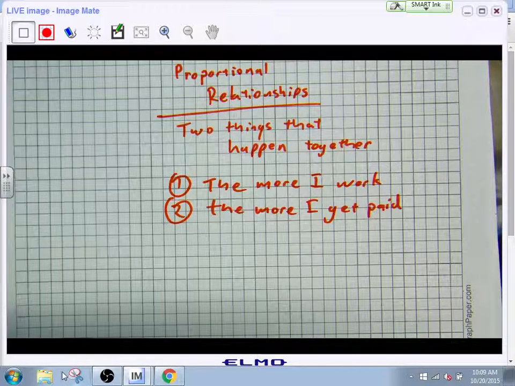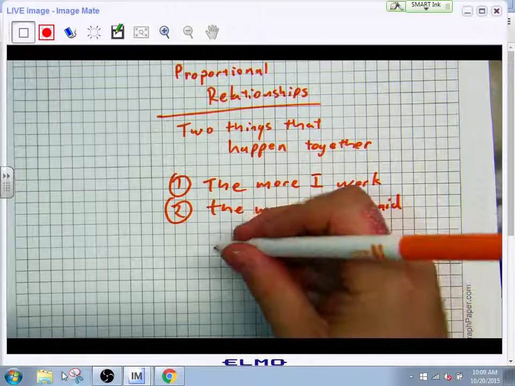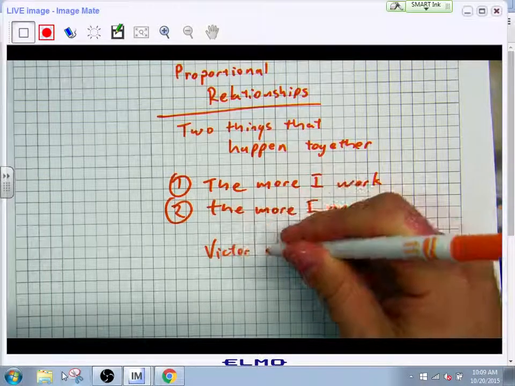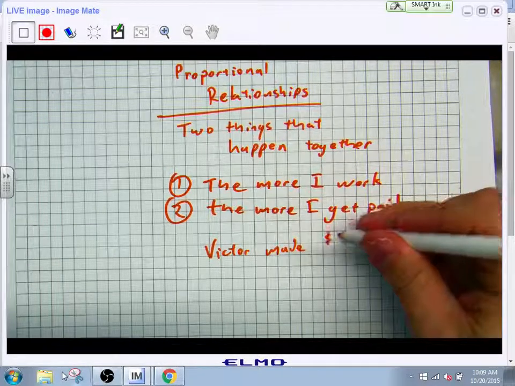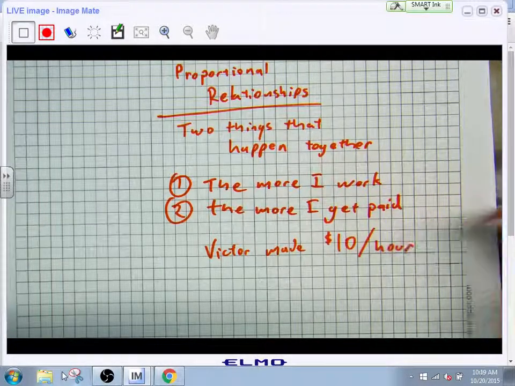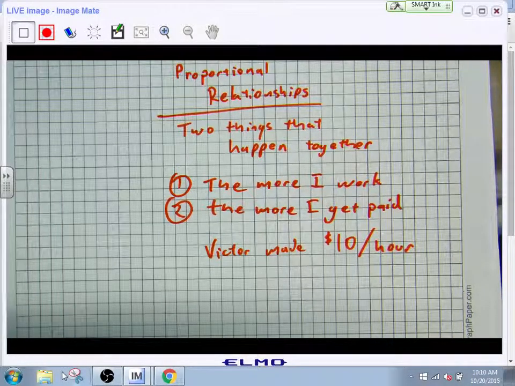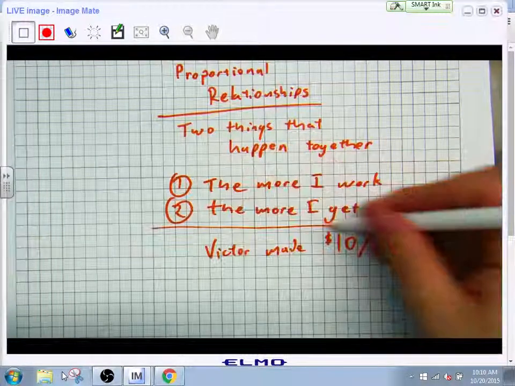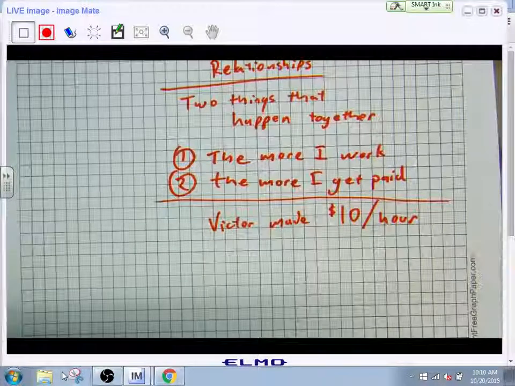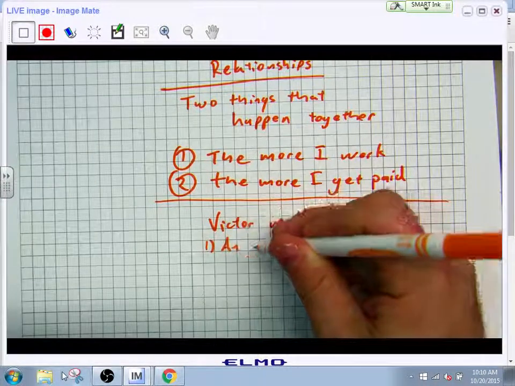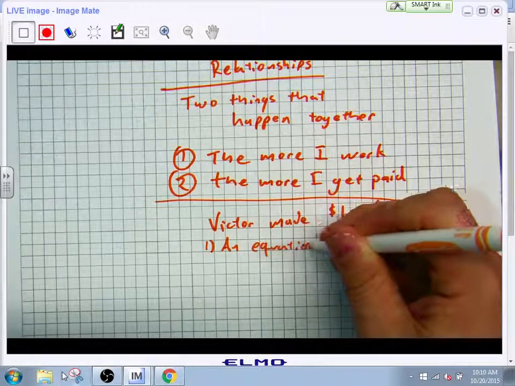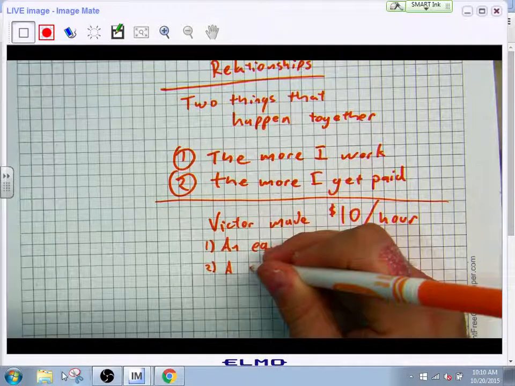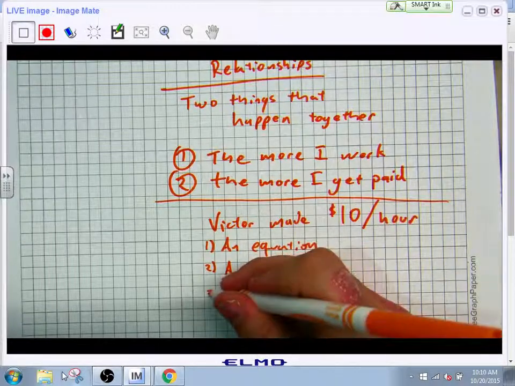So let's imagine, for example, it was my first job. I was a sandwich delivery boy. I made $10 an hour. So Victor made $10 an hour. And what I'm going to ask you guys to do is come up with a couple things. This is our scenario. I'm going to ask you guys to come up with 1, an equation, 2, a graph, and 3, a table.